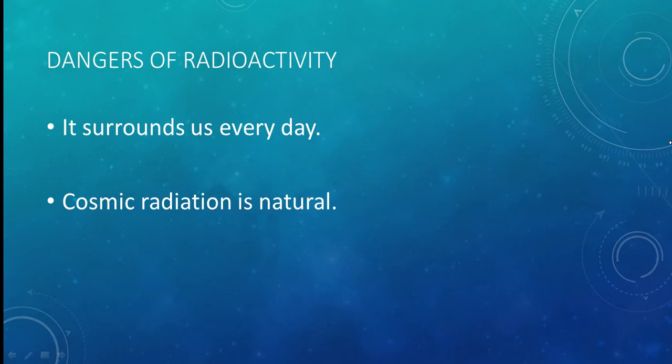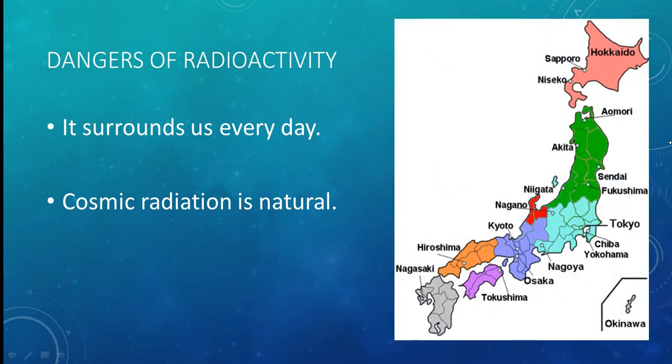So it's surrounding us, but we have also taken some of these radioactive elements and used them to make energy that we can use. All right, so we're going to see how sometimes that can go awry. This is a map of Japan. Japan is an island nation with very few natural resources. And because of that, they are very dependent on nuclear energy.